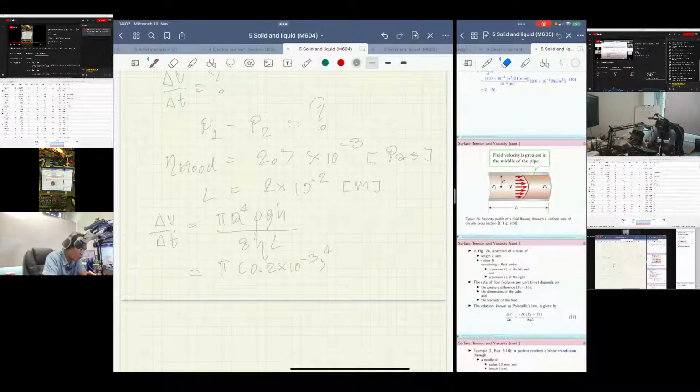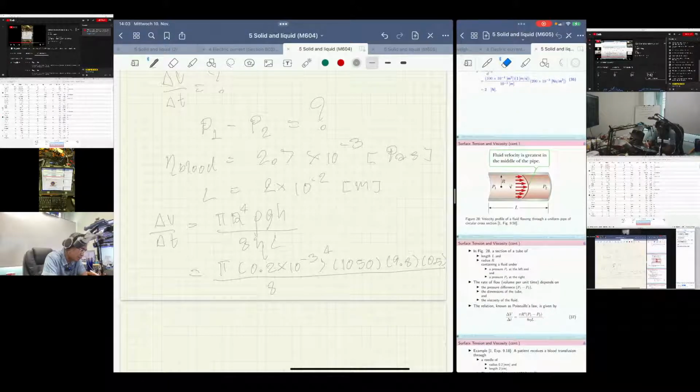With the power of 4 too, right? And rho is the density, which is 1050 kilogram per cubic meter. G is 9.8. And height is 0.5, okay, 0.5 above the needle level. And 8 is number 8.